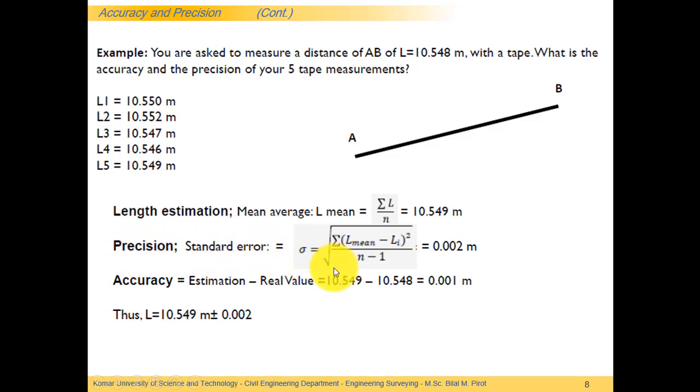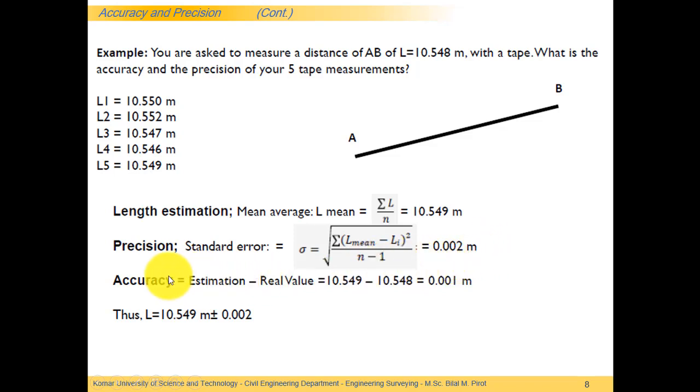Okay, so now based on the standard deviation formula, we will find the precision. For finding the precision, the summation of L mean, which is the average length we have found, minus Li, where Li means L1, L2, L3, L4 and L5, with the power of 2, over n minus 1, where n is the number of readings, that is 5. Based on this equation, we can find the standard deviation, that is 0.002 meters. So it means our precision is like this.